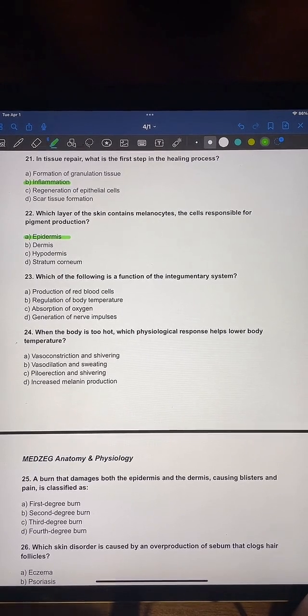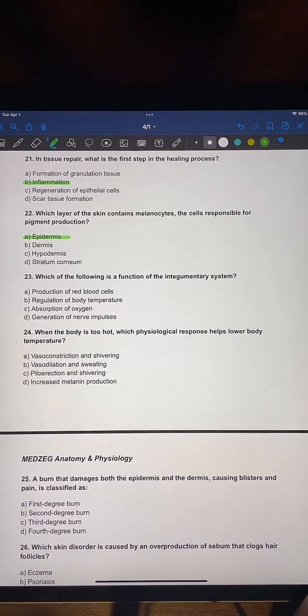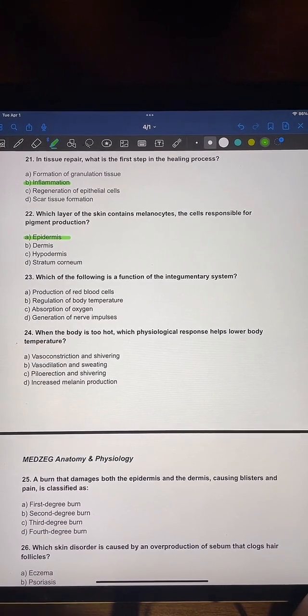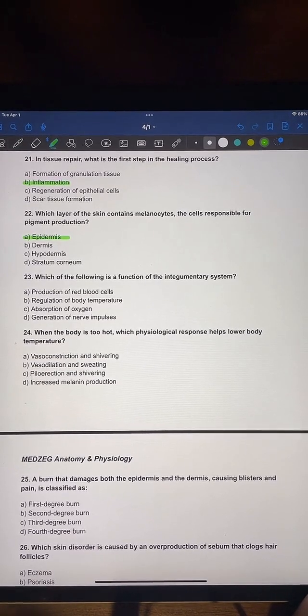Number 23, which of the following is a function of the integumentary system?